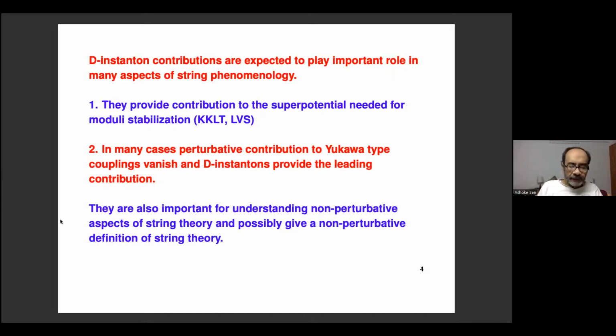And finally, I should add that the instantons are also important for understanding non-perturbative aspects of string theory in general. And possibly by understanding the instanton contributions fully, we may even get a non-perturbative definition of string theory. We know how to compute perturbative amplitudes, and now we know how to compute the instanton amplitudes. So the idea is that perhaps we can put them together to get some full non-perturbative definition of string theory, at least in high enough dimensions where these are the only kinds of non-perturbative contributions which exist.